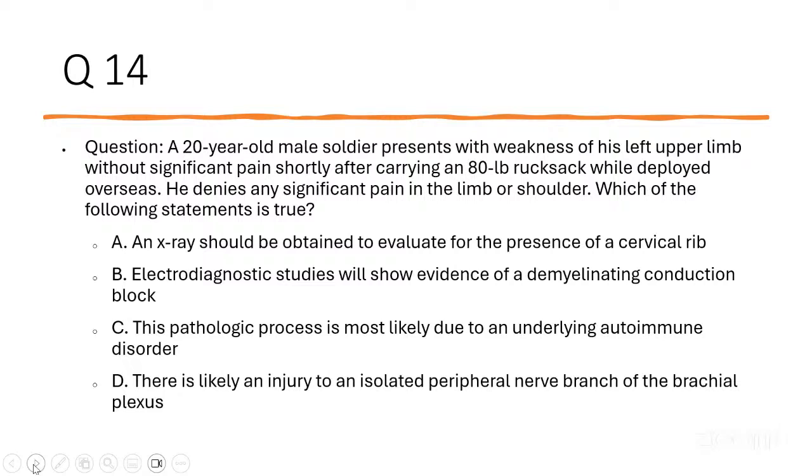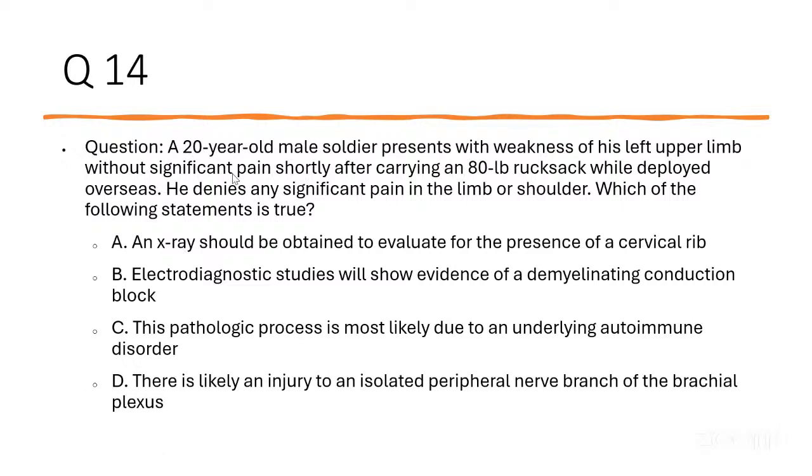A 20-year-old male soldier presents with weakness of the left upper limb without significant pain shortly after carrying about an 80 lb rucksack while deployed overseas. Denies any significant pain in the limb or shoulder. Which of the following statements is true? X-ray should be obtained to evaluate for the presence of a cervical rib. Electrodiagnostic studies will show evidence of a demyelinating conduction block. This pathological process is most likely due to an underlying autoimmune disorder. Likely an injury to the isolated peripheral nerve branch of the brachial plexus.